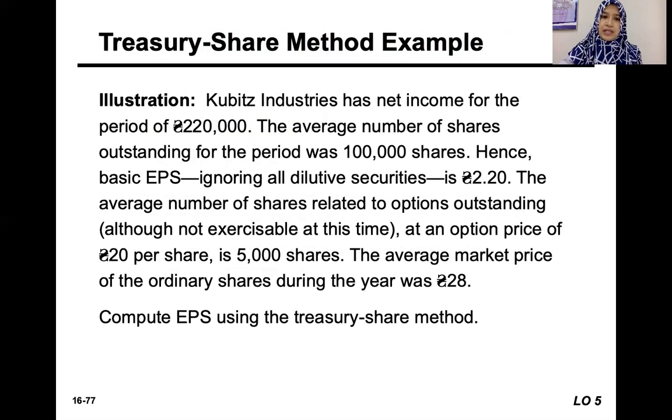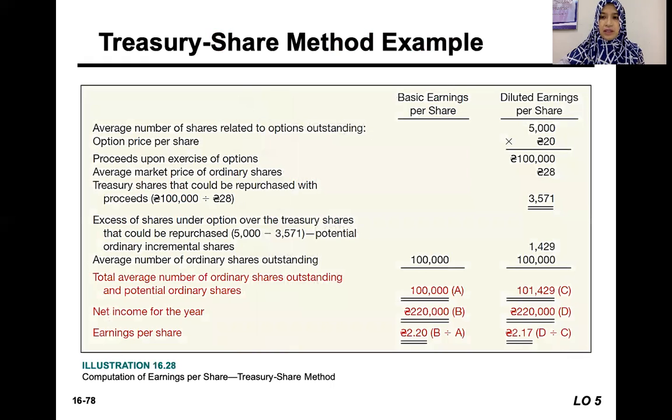Let's say the company has a net income of 220,000. The average number of shares outstanding for the period is 100,000 shares. So basic EPS is 2.2: 220,000 divided by 100,000. The average number of shares related to options outstanding, although not exercised yet, at an option price of 20 per share, is 5,000 shares. The average market price of the ordinary shares during the year was $28. So how do we calculate the diluted EPS using the treasury share method?